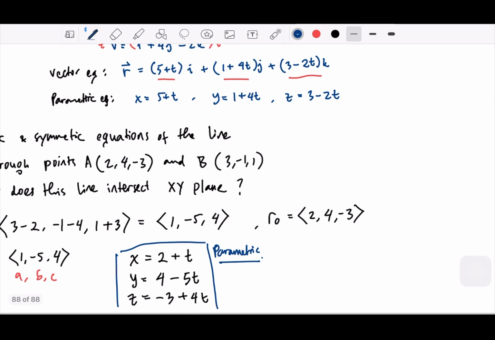And for the symmetric, we can solve for t. So we will have x minus 2 equals y minus 4 divided by negative 5 and z plus 3 divided by 4. Or if you want to complete the equations, this is divided by 1. So this will be the symmetric one.